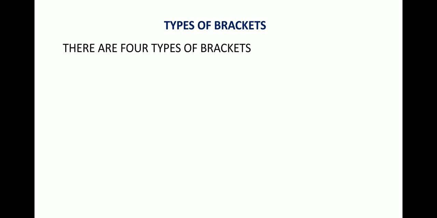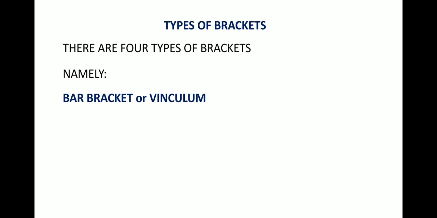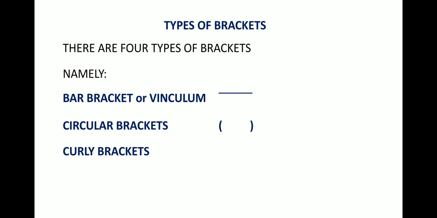There are four types of brackets, namely the bar bracket or vinculum, which looks like a straight line on top of numbers or algebraic terms. The other one is the circular bracket, which we usually use. The third one is the curly bracket, or curly brackets, which looks like this. And the fourth one is the square bracket or the big bracket.